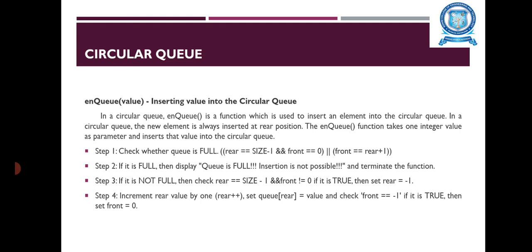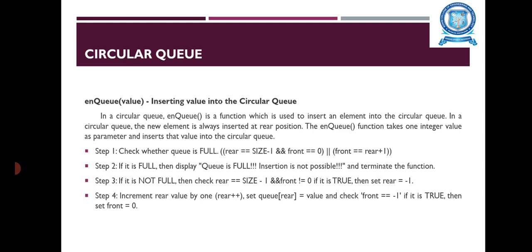Enqueue of value. The enqueue operation is used to insert a value into the circular queue. In a circular queue, enqueue is a function which is used to insert an element into the circular queue. In a circular queue, a new element is always inserted at the rear position. The enqueue function takes one integer value as a parameter and inserts that value into the circular queue.